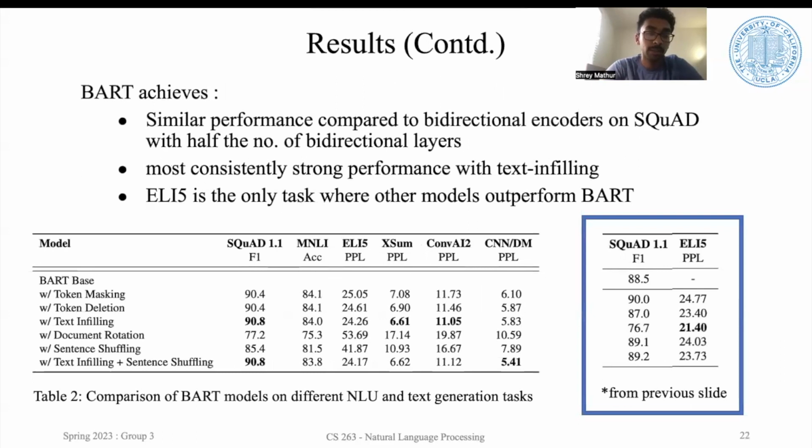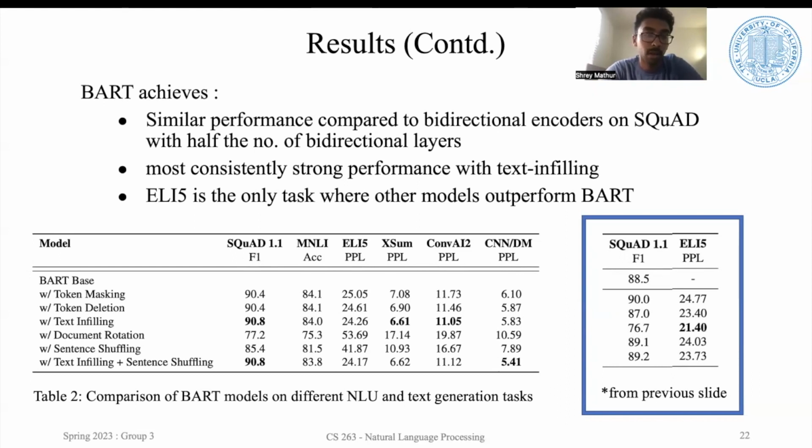So from the table, we can see that BART achieves a similar performance as compared to bidirectional encoders on SQuAD. On the right-hand side, we can see the performance of the bidirectional encoders on the SQuAD task. And on the left, we can see the performance of BART models. Also, BART is able to achieve this with half the number of bidirectional layers. And we believe that it is able to do this because of its architecture.